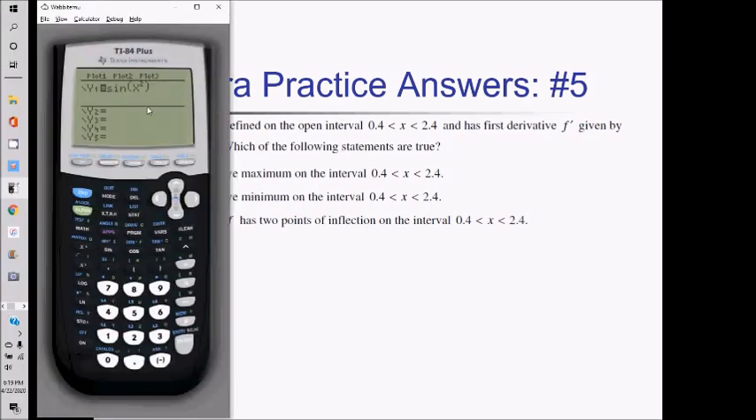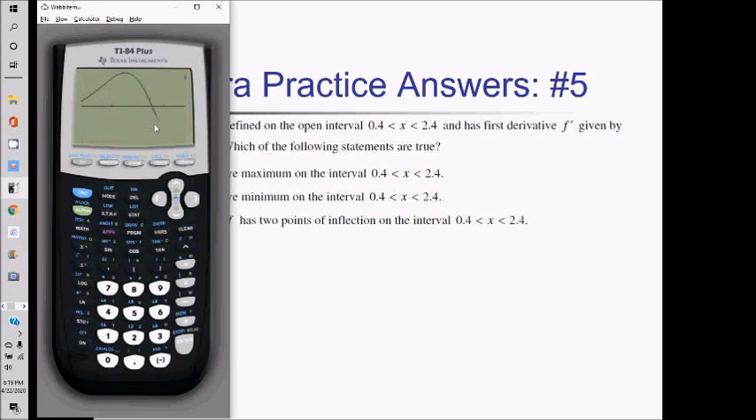So here I am on the calculator in y equals. I've entered my f prime function right here. And let me go to window. And since they're talking about the interval 0.4 to 2.4, I want that exact window so that I can analyze this properly. So 0.4, 2.4, and then let's do zoom 0, zoom fit, and see what this thing looks like.